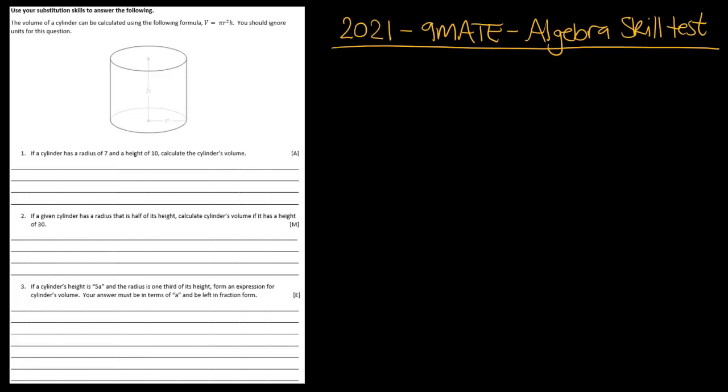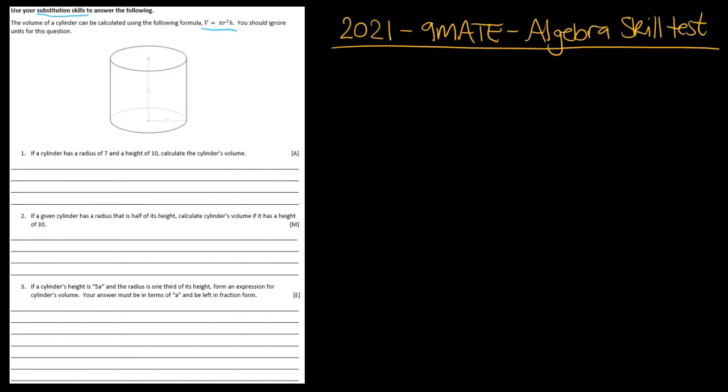So this question starts off by saying use your substitution skills. So it's even telling you what to do for the following question. The volume of a cylinder, so that's our cylinder there. It even gives you a bit of information. That is known as the height, that there is known as the radius. We've been given this formula here. We should ignore units for this question.